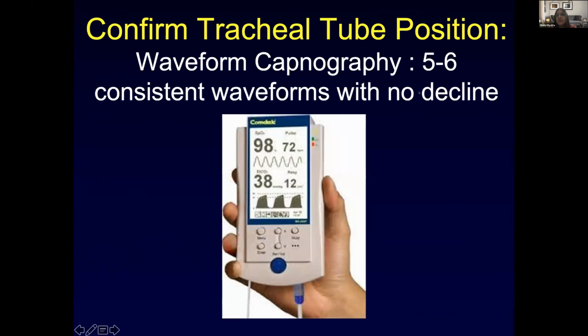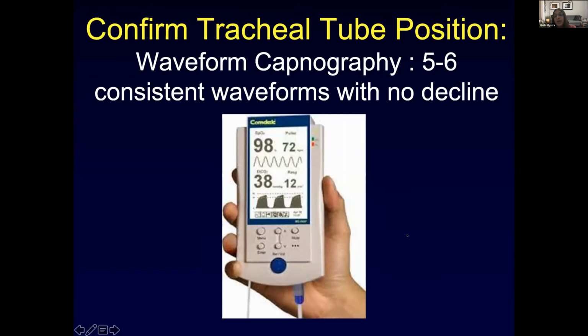The other very important thing that I've told you is we've discussed that you should have 5 to 6 consistent waveforms with no decline. It's the only guideline that has talked about consistent waveforms and the number of waveforms that you should use. No other guideline has addressed this, because they just say use capnography, but how to use capnography effectively is very important. And this is really, really important. Make sure you have same amplitude waveforms and there's no decline.